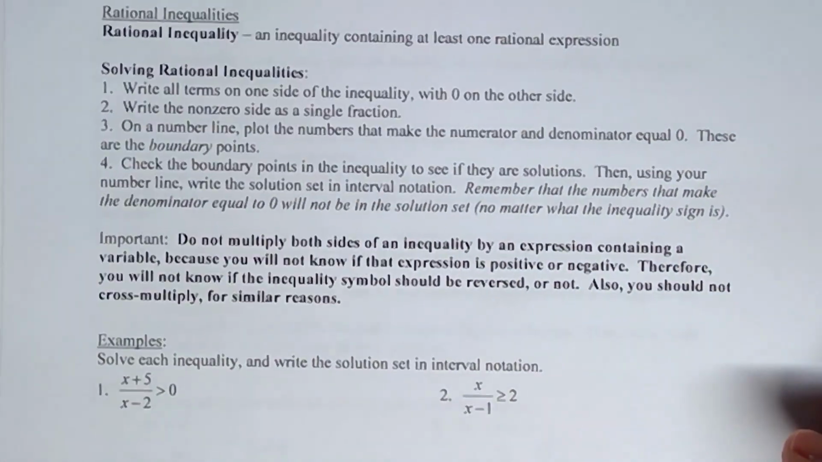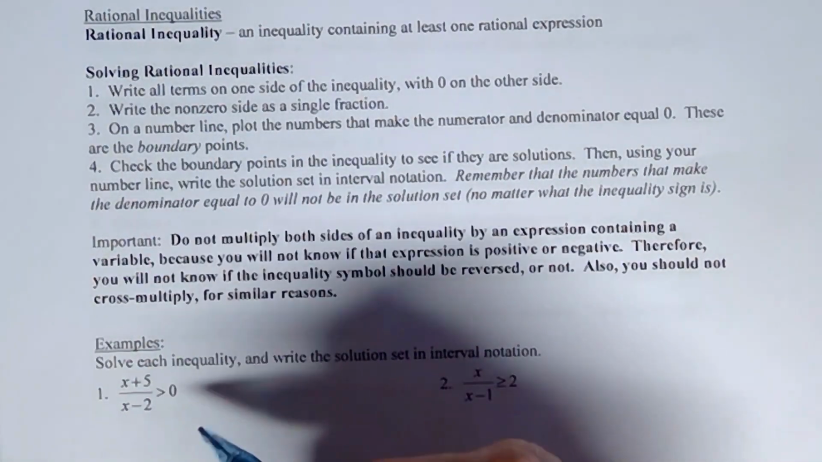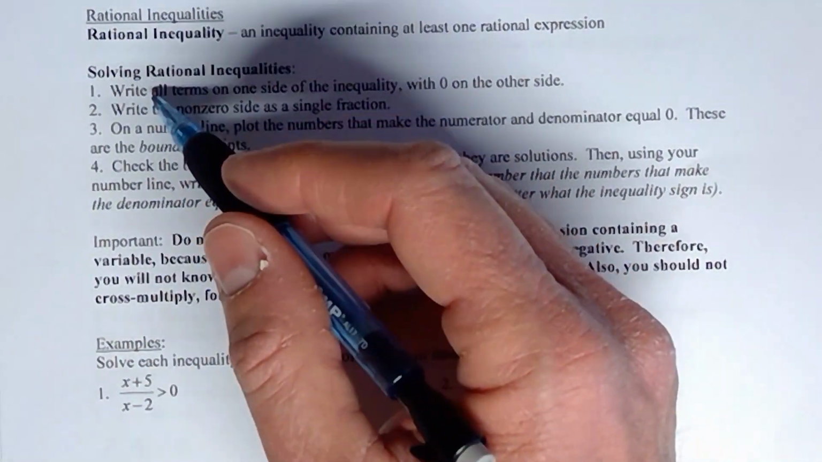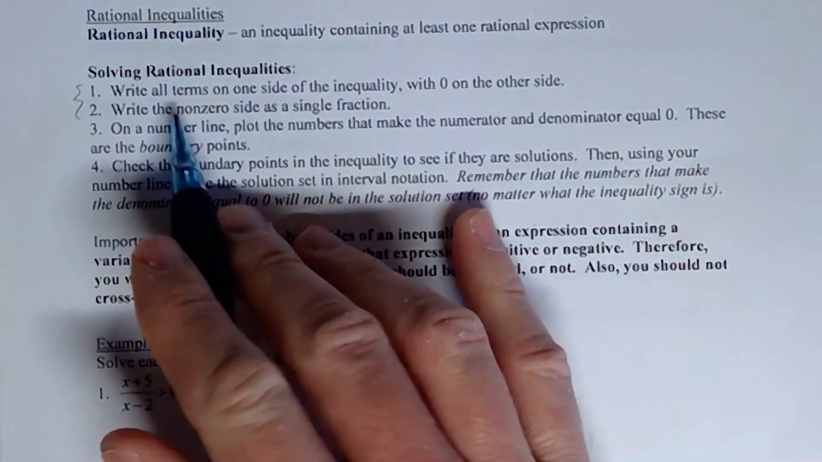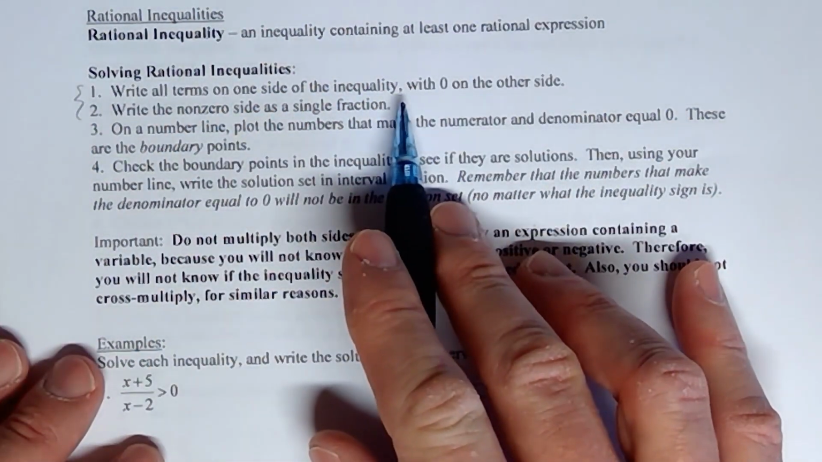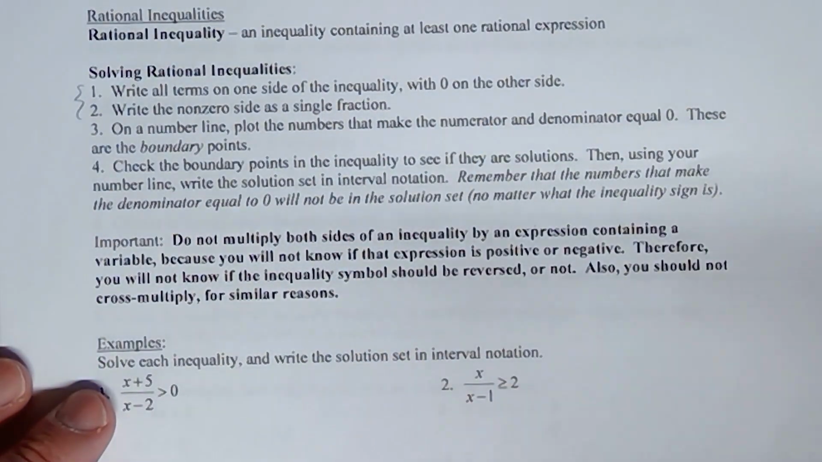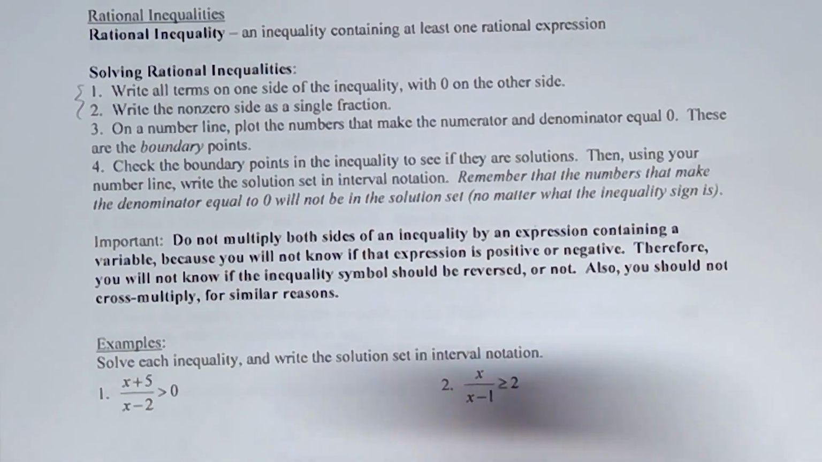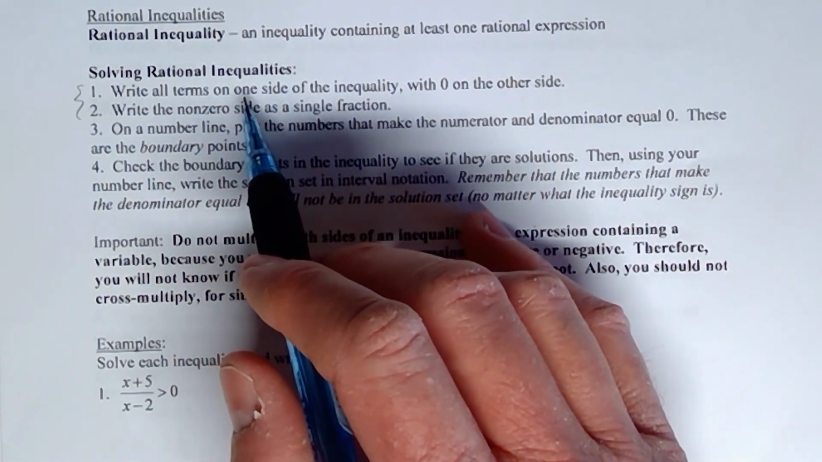What you need to do, and notice in the first problem, the first two steps are already done, but not in the second problem. The first two steps say write all the terms on one side of the inequality, which would then make the other side equal to 0. You can see that's already the case here. We have a 0 on one side, so everything else is on the other side. That's what the first step is telling us to do.